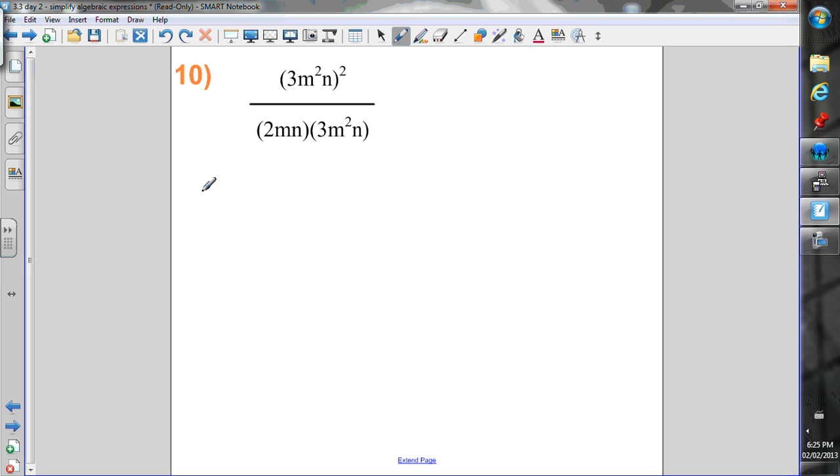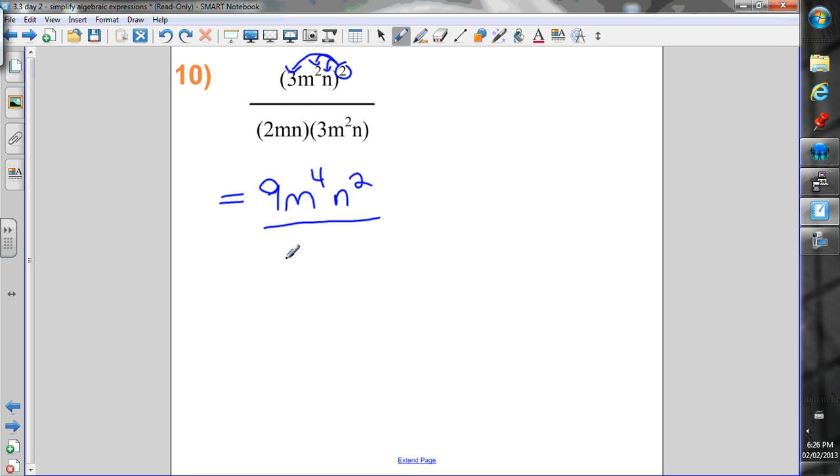Let's attack this one the same way. Let's simplify the numerator if we can. We have a power of a power. Just don't forget to apply this exponent on the outside to everything on the inside. To the 3, to the m squared, and to the n. So that gives me, so 3 squared is 9. m squared squared, power of a power, tells me to multiply the exponents. 2 times 2 is 4. So it gives me m to the 4. And n squared is n squared.